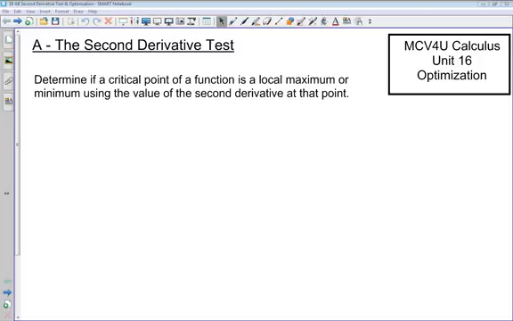So in this lesson we are talking about the second derivative test. What we want to be able to do by the end of this is to determine if a critical point of a function is a local maximum or a local minimum using the value of the second derivative at that point. And this follows pretty nicely from what we talked about in the previous lesson on concavity.